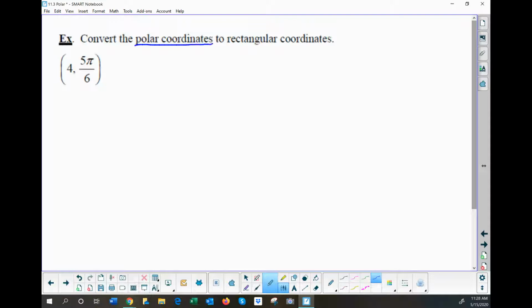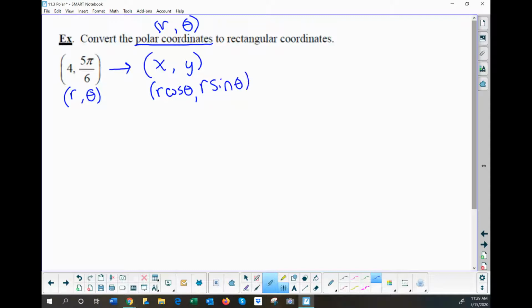What do polar coordinates represent? Well, they represent an r and a theta, don't they? So this is my r, this is my theta. I want to convert it into an x and a y. How can I do that? Well, I know that x is r cosine theta and y is r sine theta. So I'm going to use those two conversions.